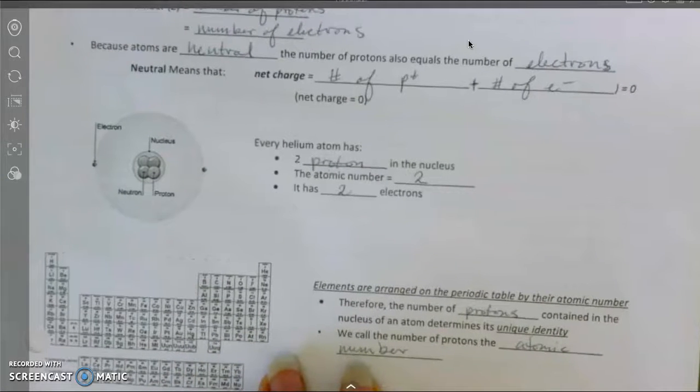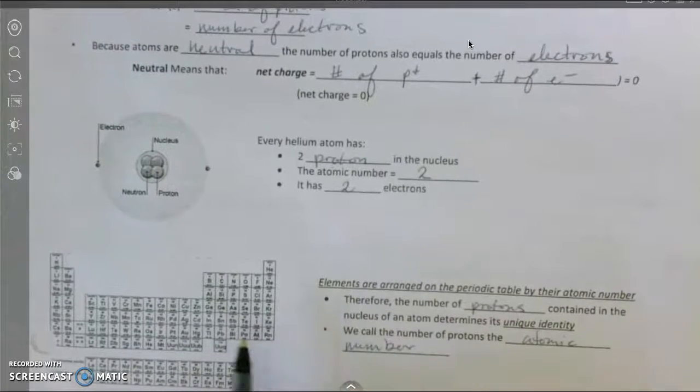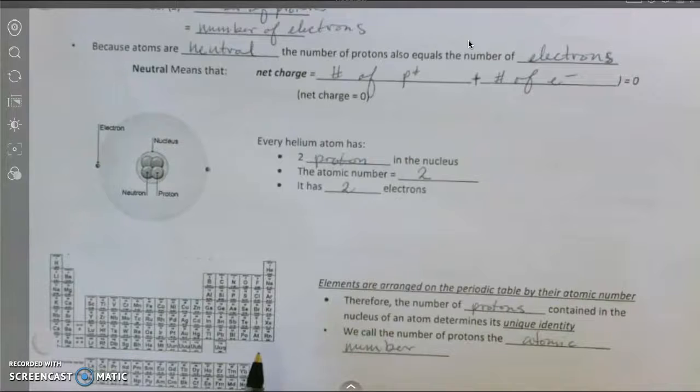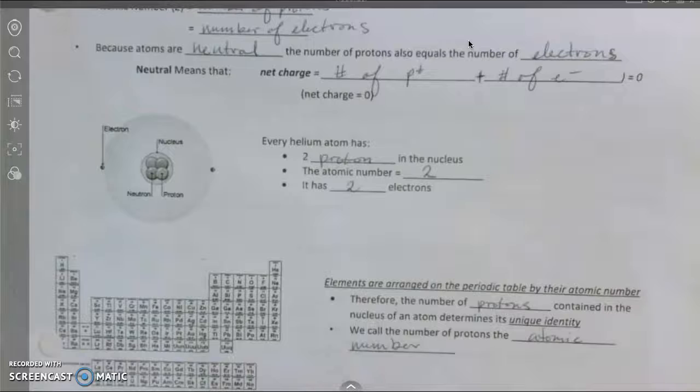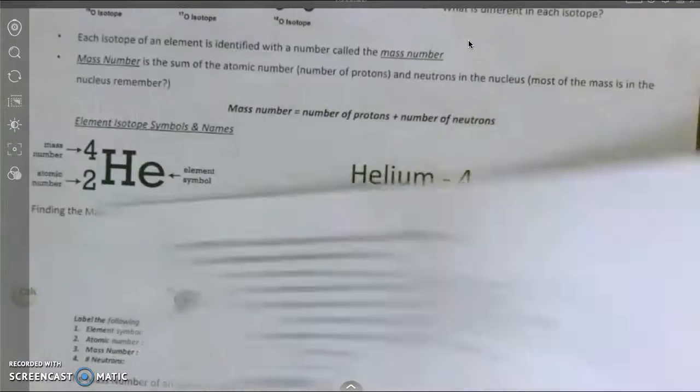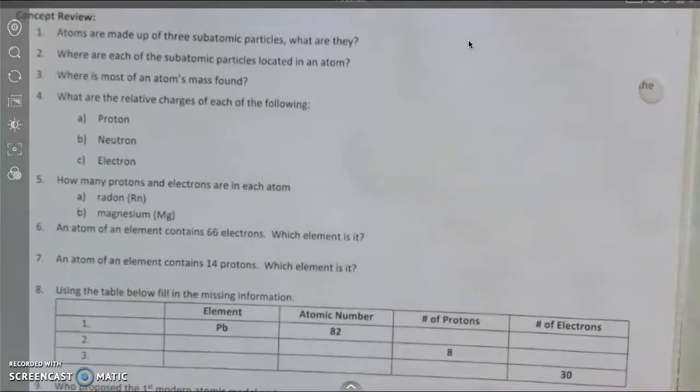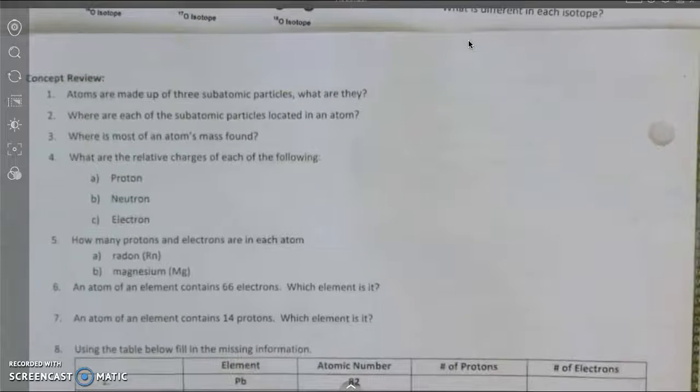So again, just a reminder, atomic number is the number of protons in the atoms of those elements, and that's unique, meaning there's no 2 elements that have the same number of protons in the nucleus. Okay, so we have some concept check ideas. I'd like you to hit pause and go through this and then come back and see how you did.